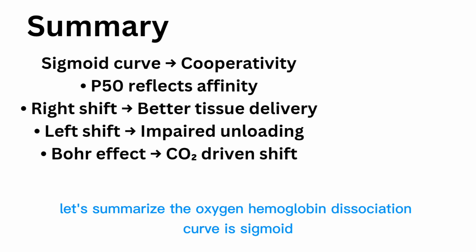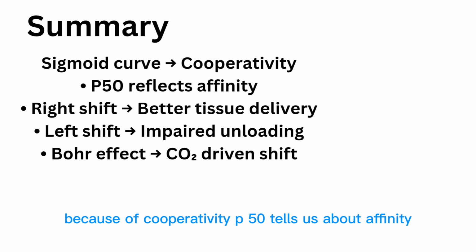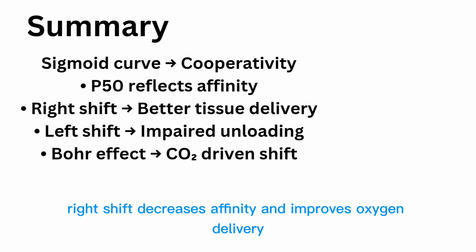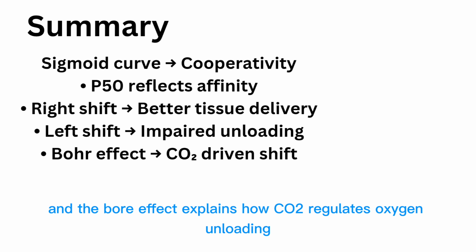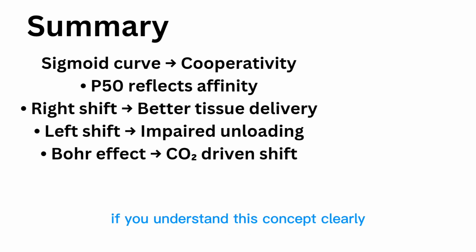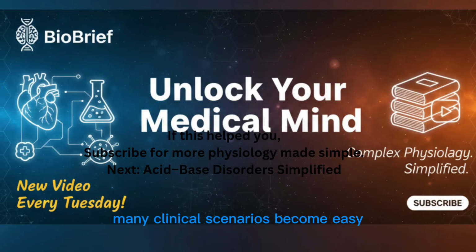Let's summarize. The oxygen hemoglobin dissociation curve is sigmoid because of cooperativity. P50 tells us about affinity. Right shift decreases affinity and improves oxygen delivery. Left shift increases affinity and can impair oxygen release. And the Bohr effect explains how CO2 regulates oxygen unloading. If you understand this concept clearly, many clinical scenarios become easy.